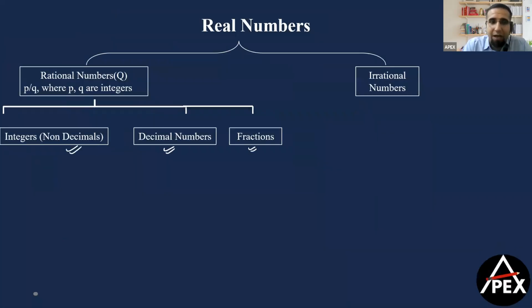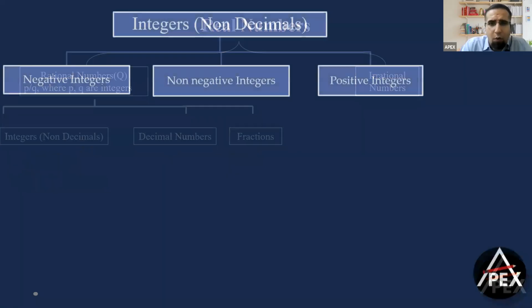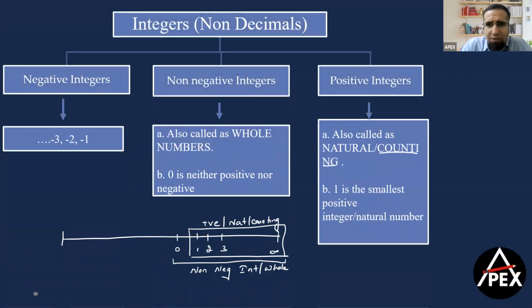When we go to the previous slide, I've included integers in rational numbers because when I talk about any non-decimal value, minus 3 can be written as minus 3 by 1. Minus 2 can be written as minus 2 by 1. 10 can be written as 10 by 1, and so on. So all the integers can be expressed in the form of p by q, and hence those are rational numbers. Now, are fractions rational numbers?